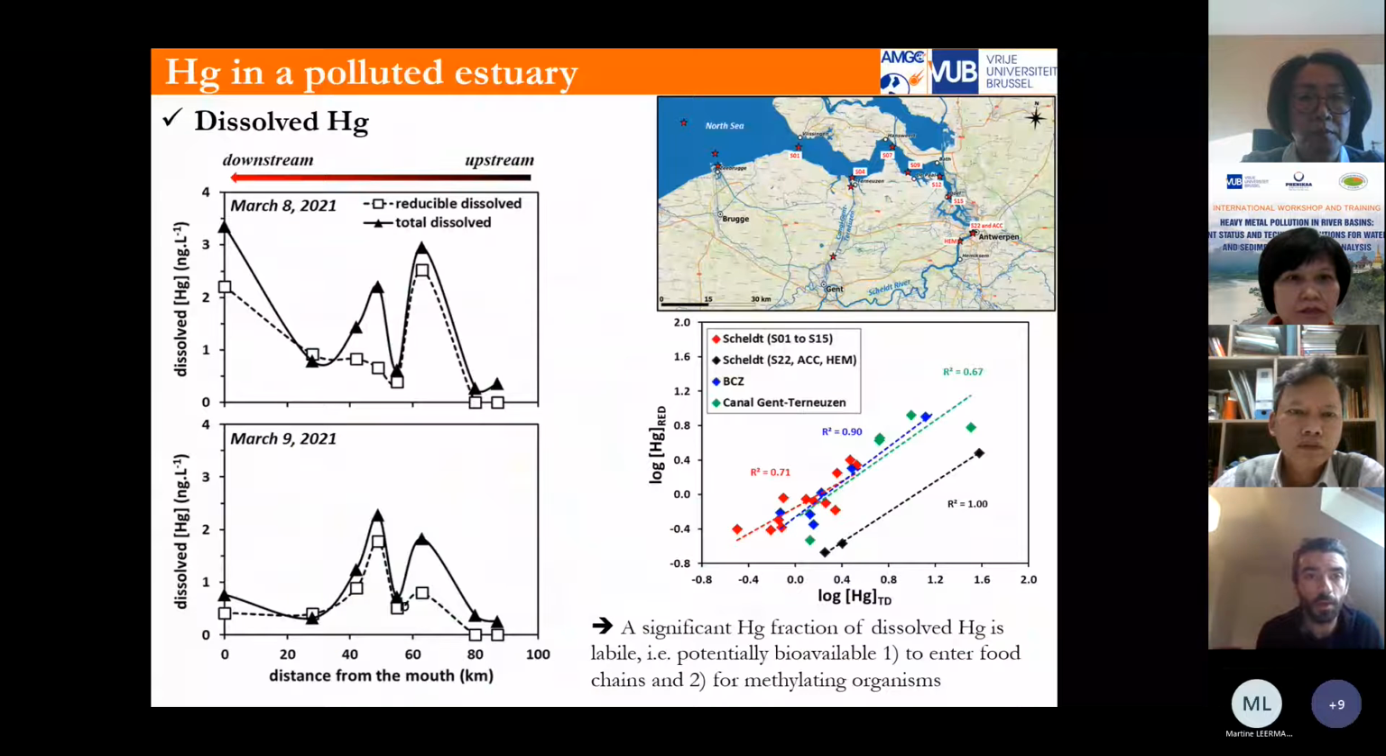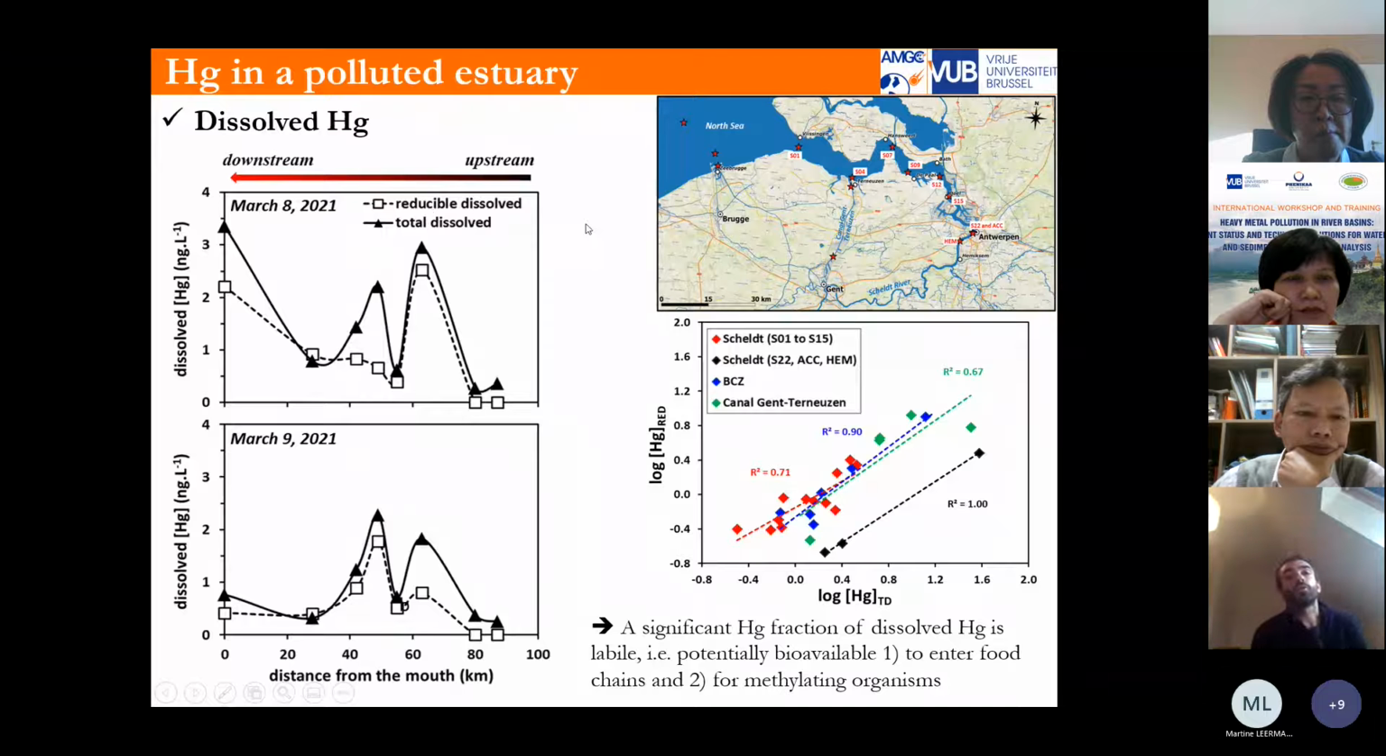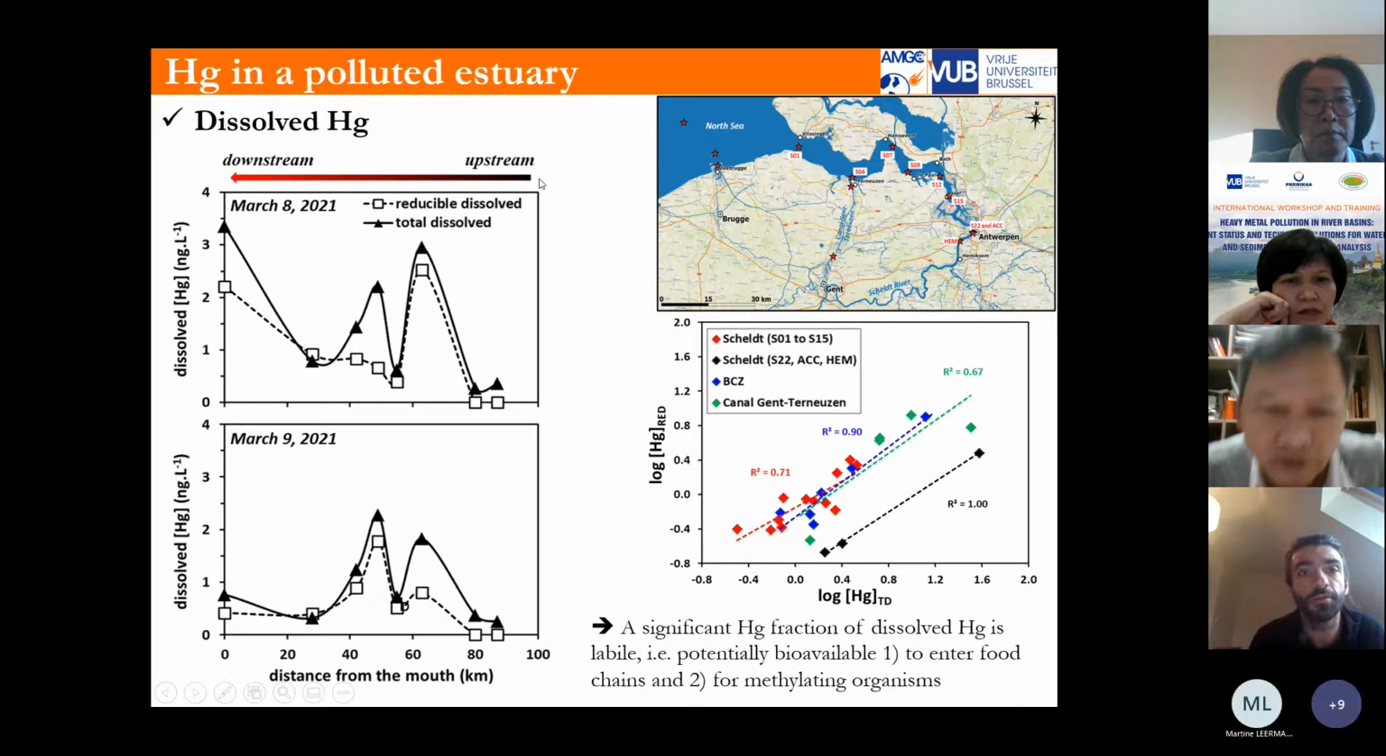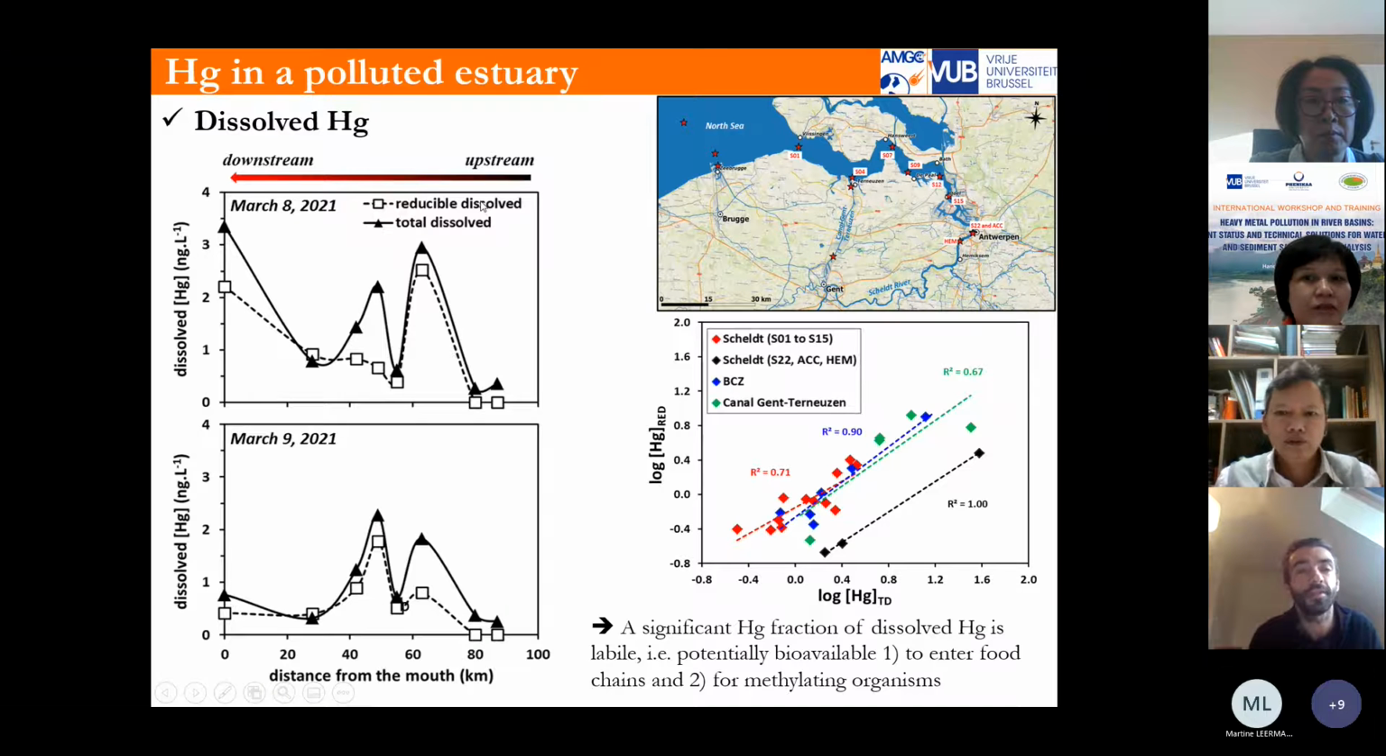So here are the dissolved mercury profiles. Remember that I'm just presenting 2021 here, because we have 2 big peaks, and also in 2021 we were able to measure 2 different fractions of the dissolved mercury, the total dissolved and what we call the reducible dissolved, which is actually the mercury that is weakly bound to organic matter, for example, or not bound.